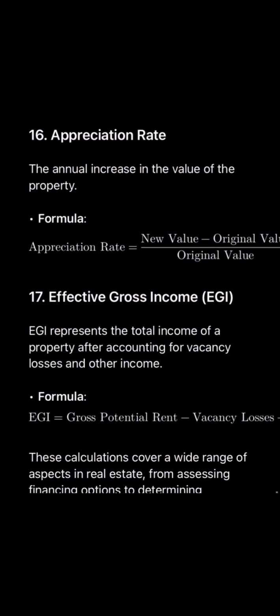17. Effective gross income, EGI. EGI represents the total income of a property after accounting for vacancy losses and other income. Formula: EGI = gross potential rent − vacancy losses + other income.